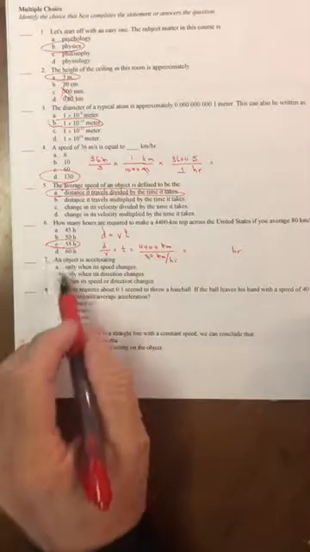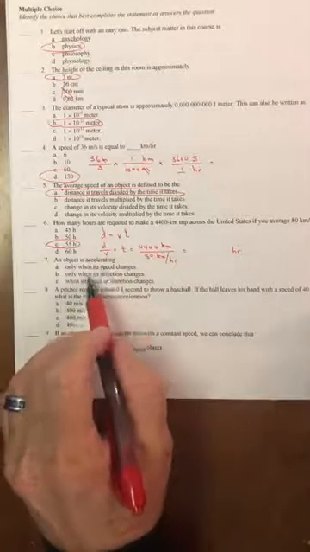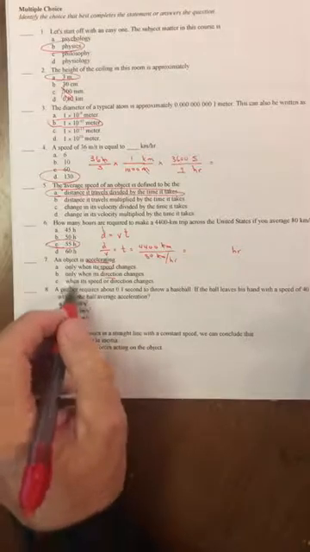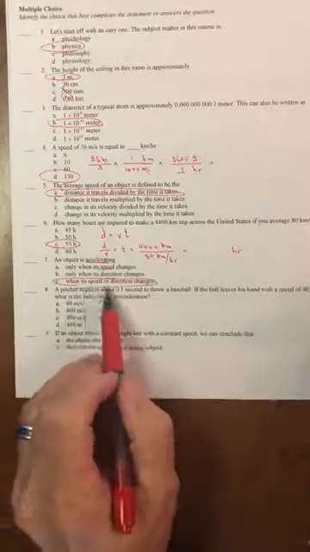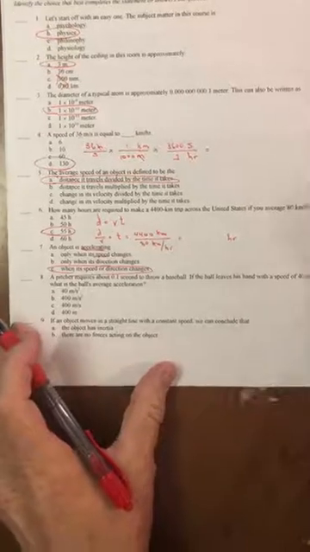All right, going on to number 7, an object is accelerating. Remember, acceleration is a change in velocity. Velocity is both speed and direction. So if either one of these changes, it would be answer C here on mine, but it would be the one that says when its speed or its direction changes. All right.